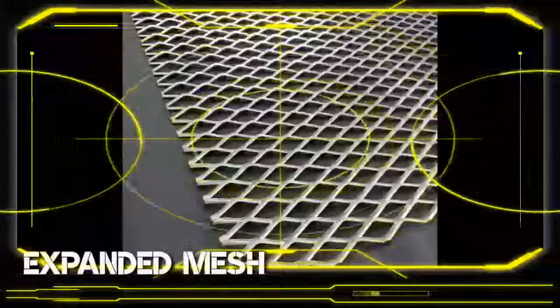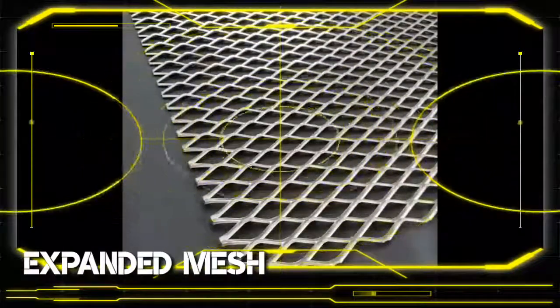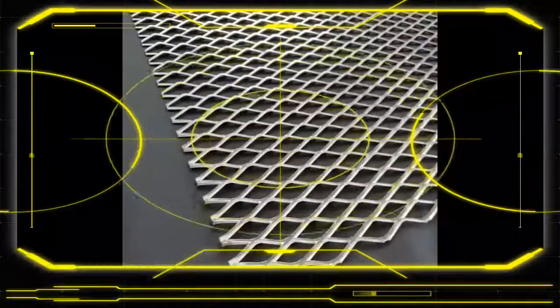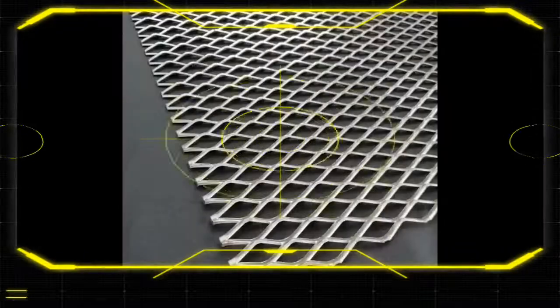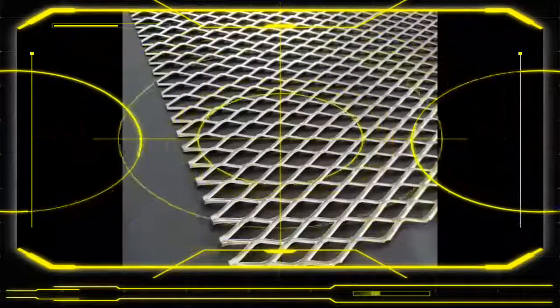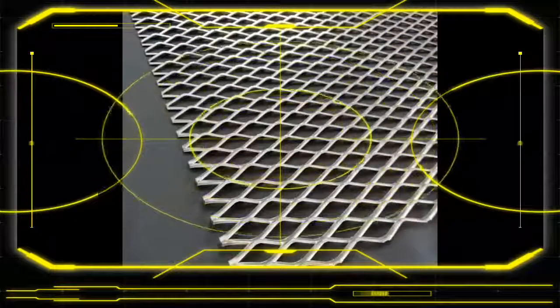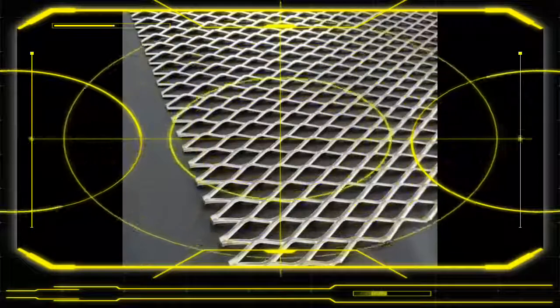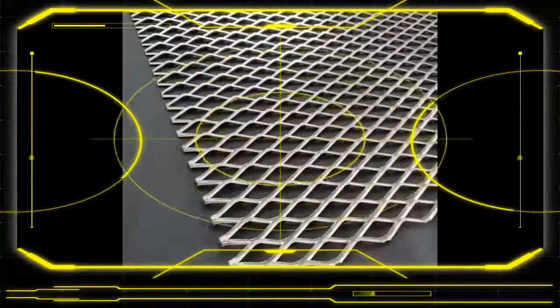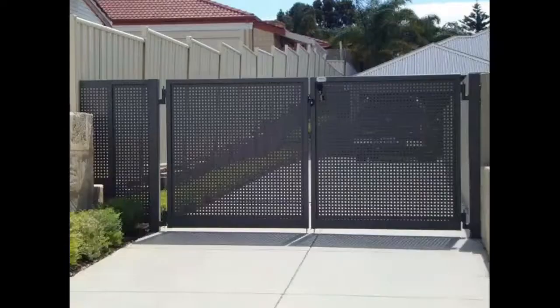The third method for concrete reinforcement is expanded mesh. It is manufactured from solid steel sheets. To form the expanded mesh, the sheet is first cut or pierced in a staggered slat pattern. Then the sheet is pulled by the two sides parallel to the slats and stretched by pressure. So basically, it is a diamond-shaped wire fabric. The pattern looks like a diamond-shaped window. It is commonly used as metallic lath to support plaster or stucco. Aside from concrete, it can also be used for fences or even gates.